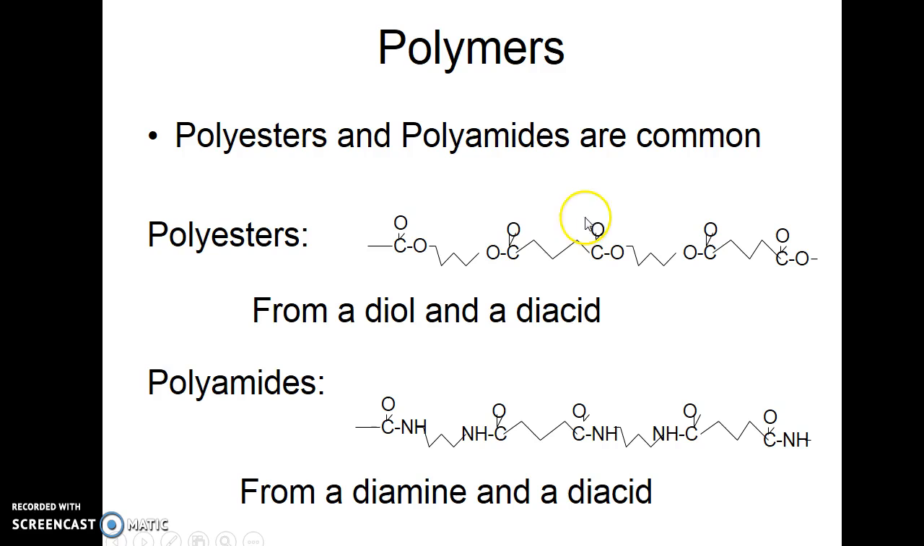And then see this part? This came from a diacid. So what you do is you take these and condense them down, or you can change the diacid into a diacid chloride and react them with a diol. There's a lot of different ways to make polyesters. You can make polyamides. Notice this is a diamine, and this is a diacid. So you just do a regular amide reaction like we've done in the previous slides.